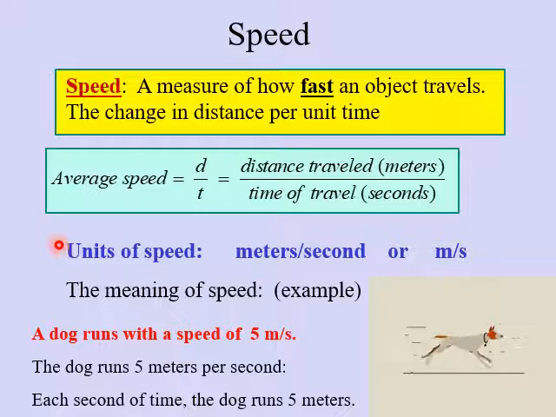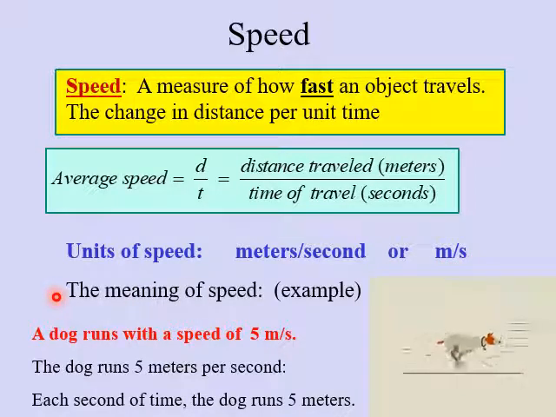So for speed, we can see that we have meters on top here, and we have seconds on the bottom. We're dividing meters by seconds. So the units of speed are meters divided by seconds. We say meters per second. And we will rarely write this out like this. We will abbreviate the units of speed as meters per second, written as m/s.